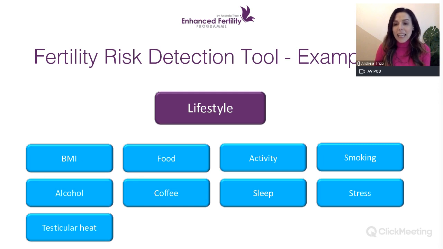Testicular heat is about checking whether the testicles are exposed to too much temperature. We explained that the testicles like to be at a lower temperature than the body. So there are certain things that could make their temperature increase. For example, very tight underwear or very tight trousers, sitting for long periods of time, wearing the computer on their laps, or going to a hot sauna. All of those things that increase the temperature of the testicles are not good. So we want to do an assessment of that as well.